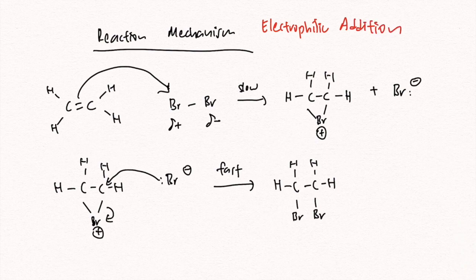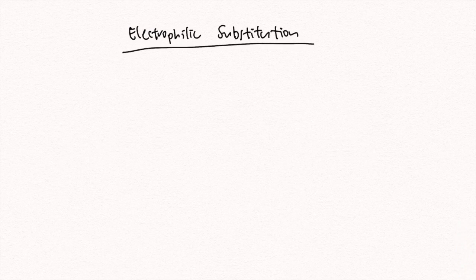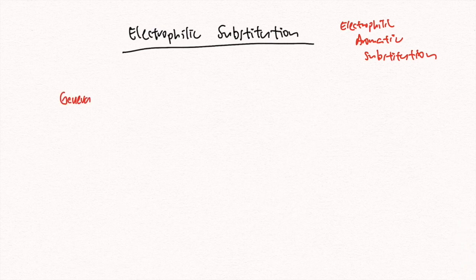Now, the third mechanism that we will need to know would be electrophilic substitution. In the A-level syllabus, we are mostly tested on electrophilic aromatic substitution, and we will need to know how to draw the mechanism of a halogen substituting a hydrogen on an aromatic compound, for instance, benzene. Before electrophilic substitution can occur, we need to produce the electrophile. There are many ways that we can do this.